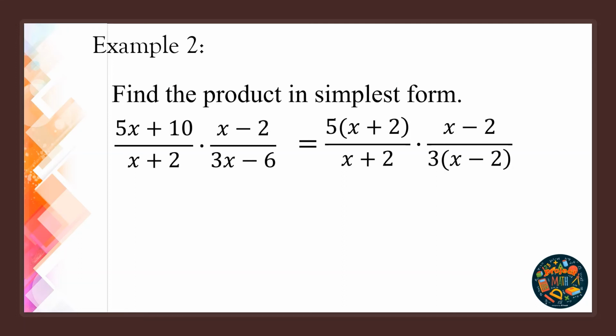So, after applying factoring techniques, meron na tayong makikitang mga common factors. Okay, cancel out common factors. So, we have x + 2 and x + 2. Another, x - 2 and x - 2. Then, get the remaining terms or multiply the remaining terms. So, you have 5 over 3. And that is now the final answer.